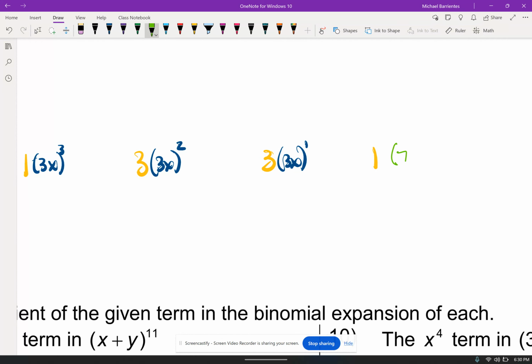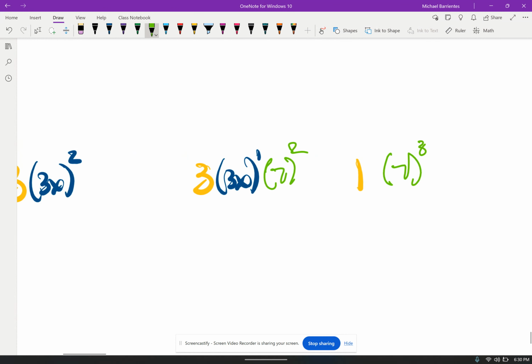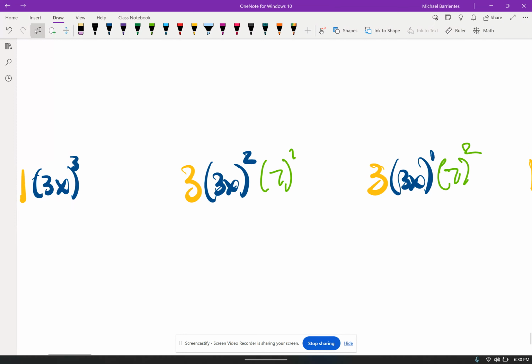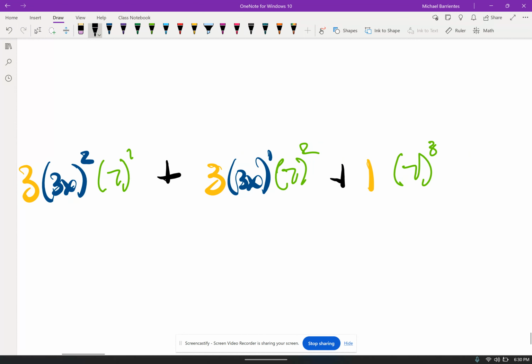So we're going to multiply by 7 to the third, 7 to the second, 7 to the first, and then this would be 7 to the 0, but I'm not going to write it because that means there's no 7. Let's put the plus signs in between, and we have our answer.